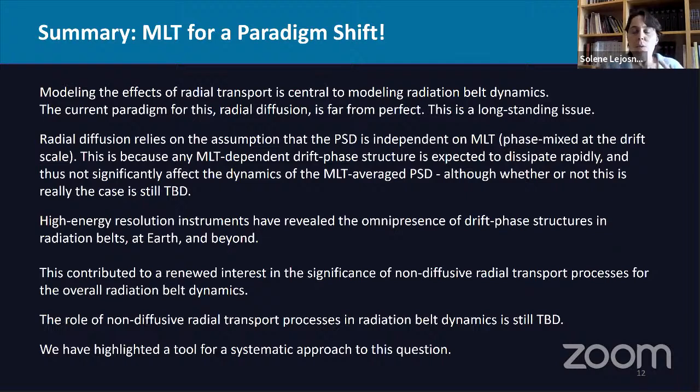So far, the thinking behind that is that any magnetic local time dependent structure is going to dissipate rapidly, and as a consequence, not affect the dynamics of the MLT average phase space density. Whether or not this is the case is still to be determined. We have many observations of drift phase structures in the radiation belts, and that has contributed to a renewed interest in these non-diffusive radial transport processes.